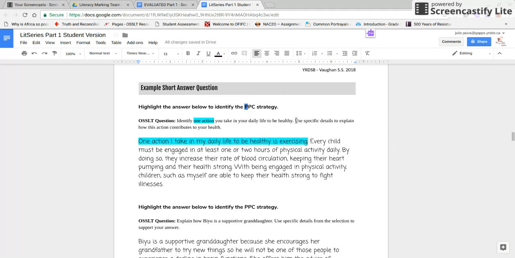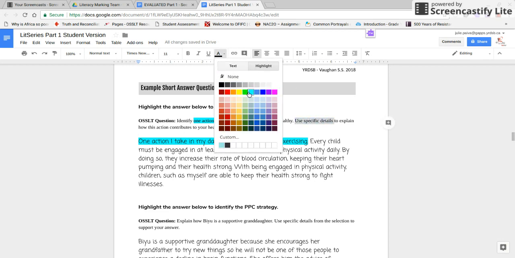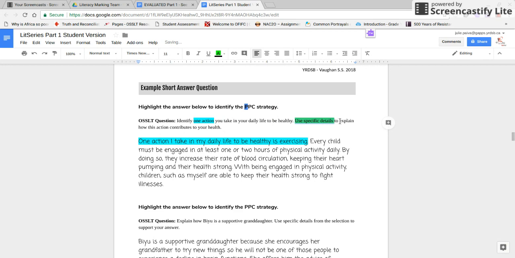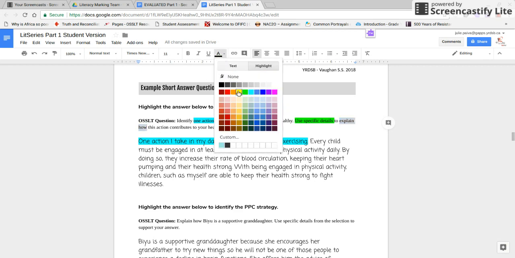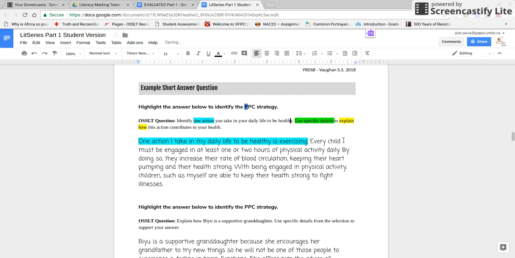Then the question asks you to use specific details. So that is your proof. And then to explain how this action contributes to your health. That's the connection piece they want to see. All right. So you can see it. If you break down the question, it tells you they want the PPC. So now we're going to give it to them.